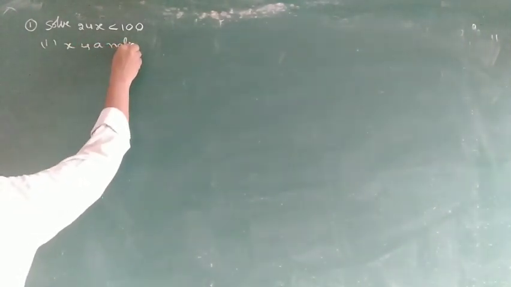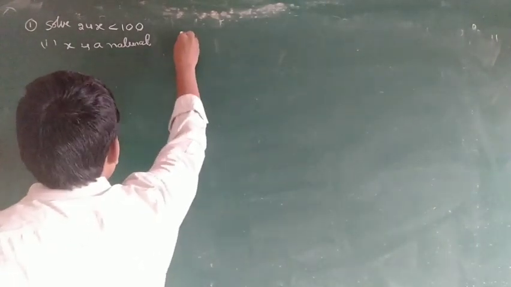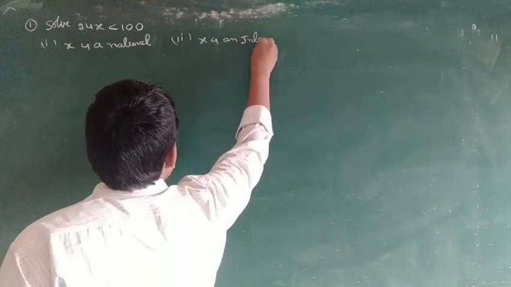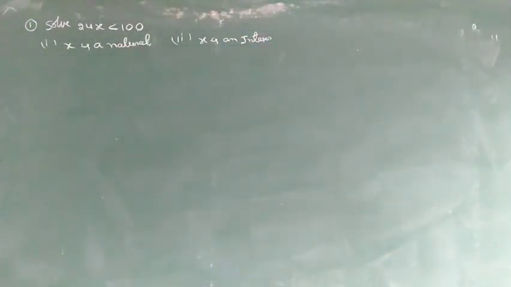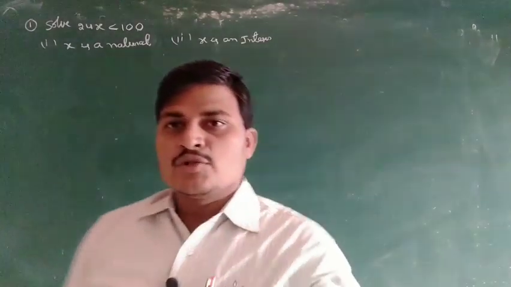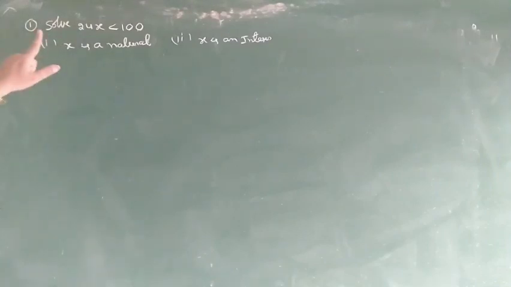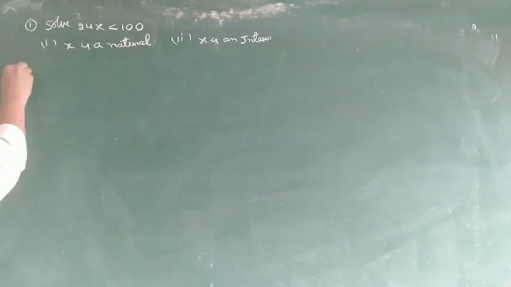In the first part, x is a natural number, so we want only natural numbers. In the second part, x is an integer. 24x less than 100 gives so many values. From those values, in the first part select only the natural numbers. Next, only the integers.